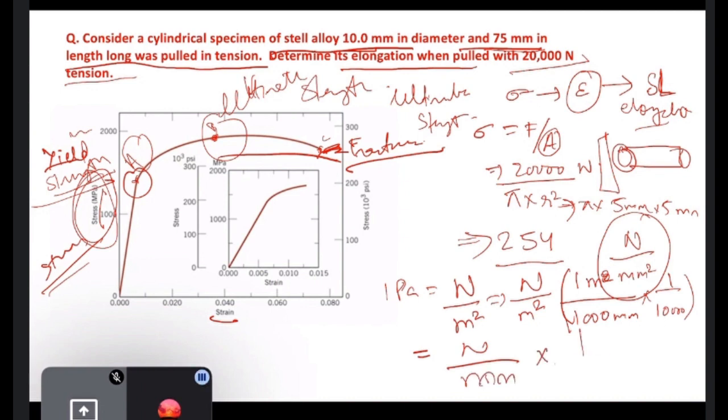How much power do I have? 10 raised to power 6. Got it?